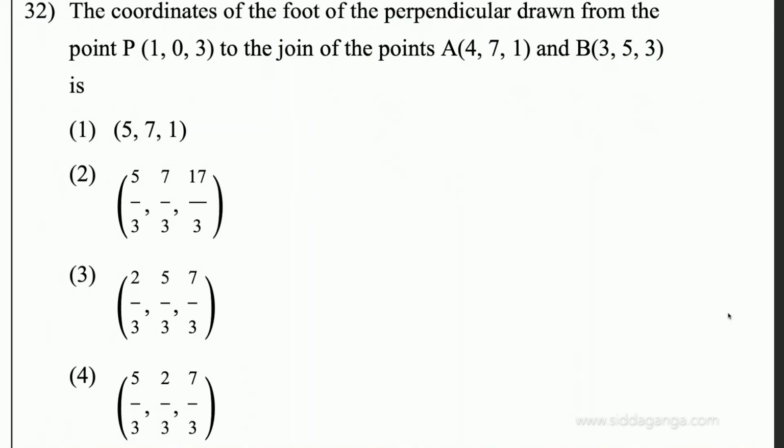Okay, now let's move on to question number 32. The coordinates of the foot of the perpendicular drawn from the point P (1, 0, 3) to the line joining the points A (4, 7, 1) and B (3, 5, 3). Yes, here we have to find the coordinates of the foot of the perpendicular.